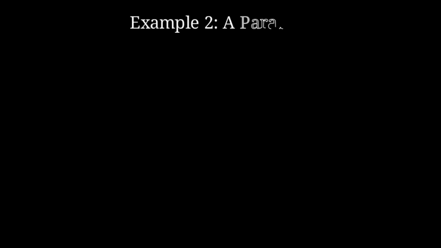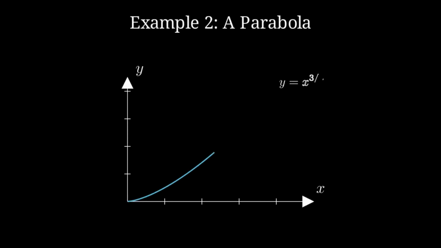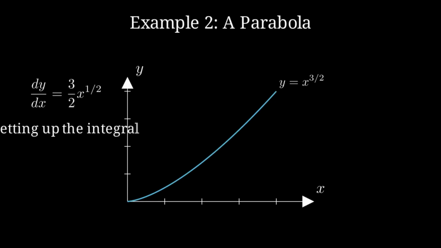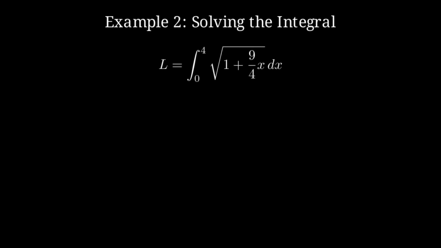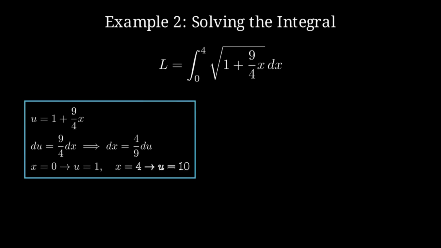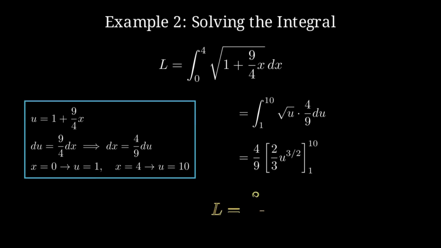Now let's try a curve, y equals x to the power of 3 halves. First, we find the derivative, which is 3 halves times x to the 1 half. We then square this derivative to get 9/4 x, which we plug into our arc length formula. This integral requires a simple u substitution. By letting u equal 1 plus 9/4 x, we can evaluate the integral from 0 to 4. The final result gives us the precise physical length of that arc, demonstrating the formula's utility for nonlinear functions.